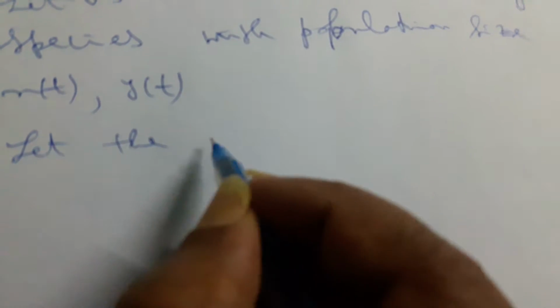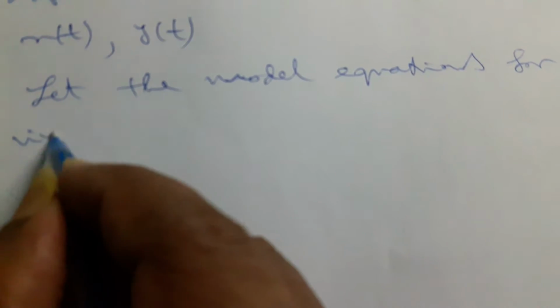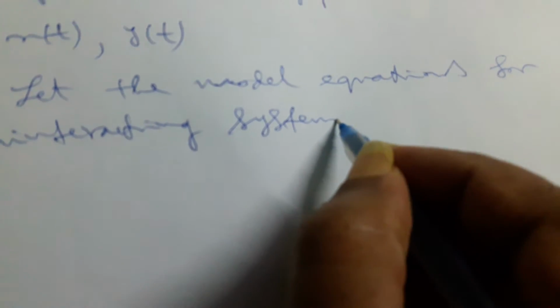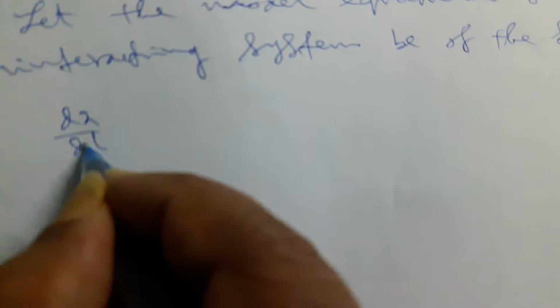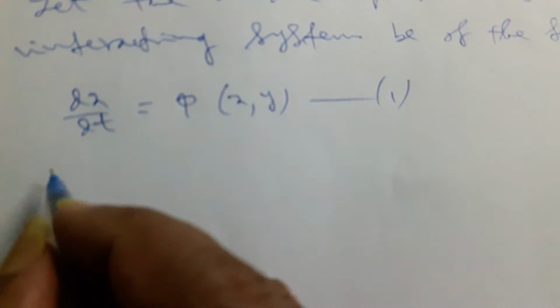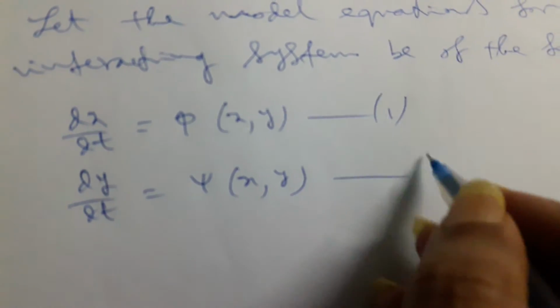In the case of the continuous model, let the model equations for the interacting system be of the form dx/dt equals phi of x, y, taking it as equation number 1, and dy/dt is equal to psi of x, y, taking it as equation number 2.